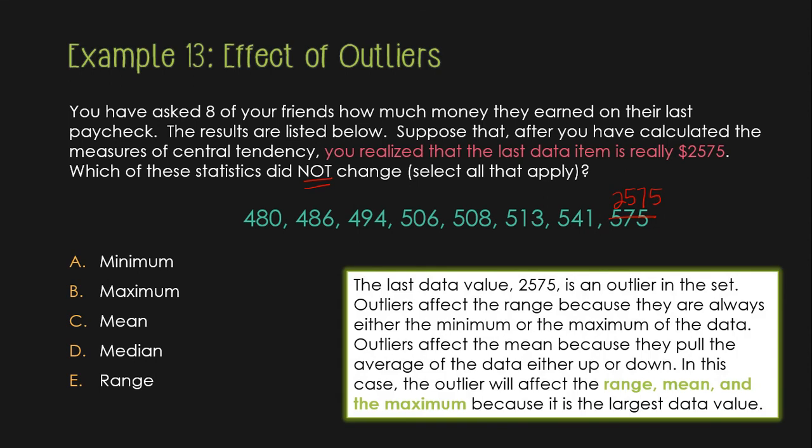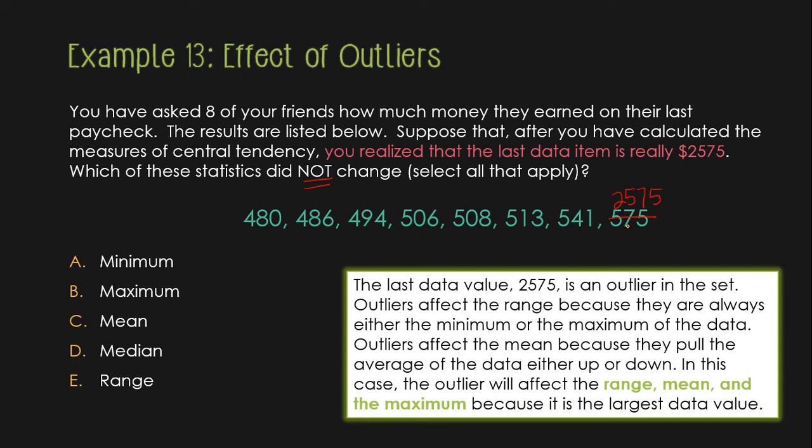So when we're looking at that last data value in our set, clearly this is an outlier because most of your friends made 480 to 541, that's pretty standard, it seemed. And then you've got this one friend who made a ton of money, right? Okay, so that's an outlier.